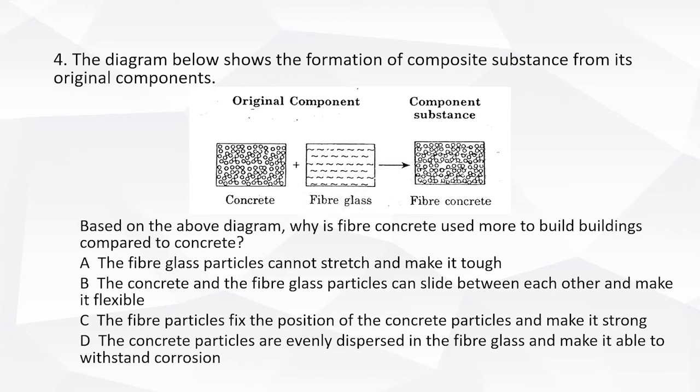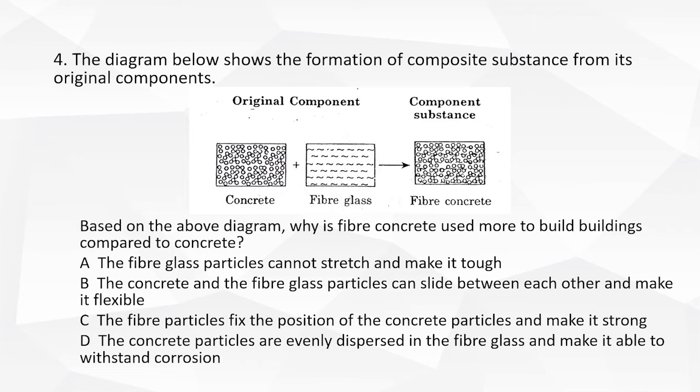Okay, question 4 is showing a diagram which is the formation of a composite substance from its original components. Concrete is the matrix substance, while fiberglass is the strengthening substance. After combining both of them, fiber concrete, which is a composite material, is produced. Based on the above diagram, why is fiber concrete used more to build buildings compared to concrete?